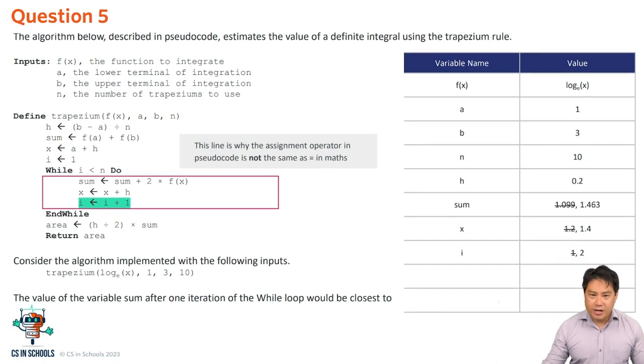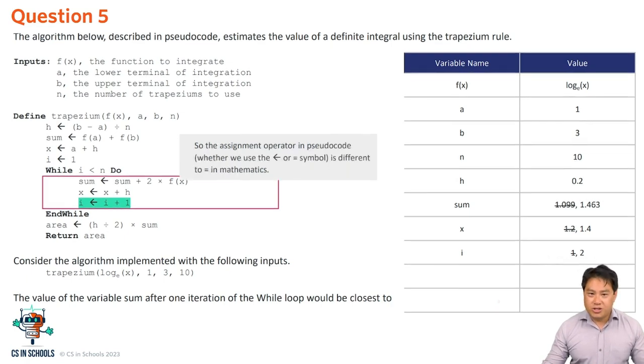Now, the last 3 lines of code illustrate why the assignment operator in pseudocode is not the same as the equal sign in maths, even though they are related. Because let's take a look at that last line and rewrite it and consider it from a mathematical point of view. I equals I plus 1. Now, that's clearly not correct from a mathematical perspective, unless I was infinity, of course.